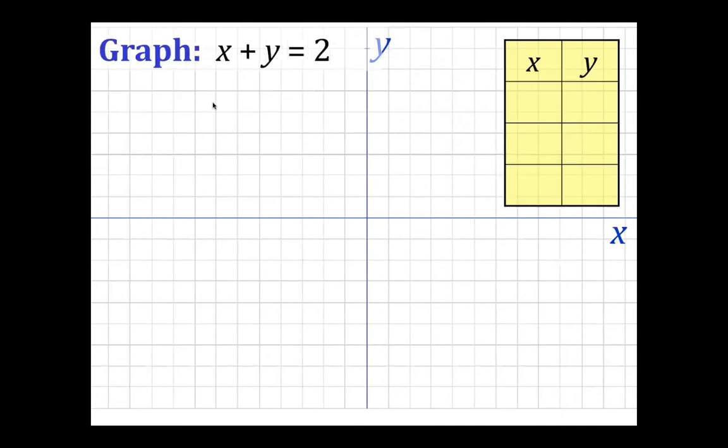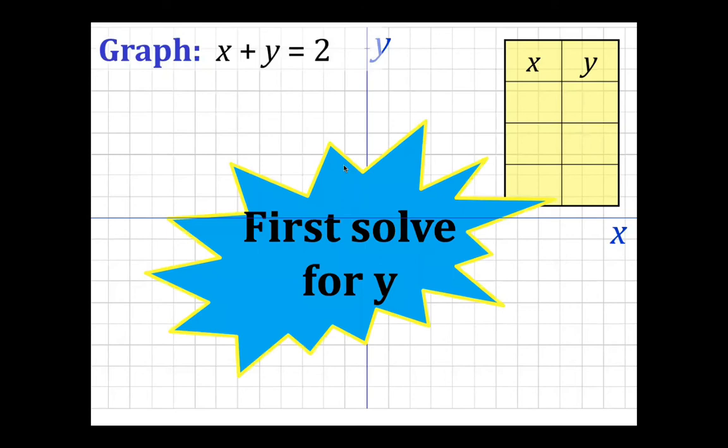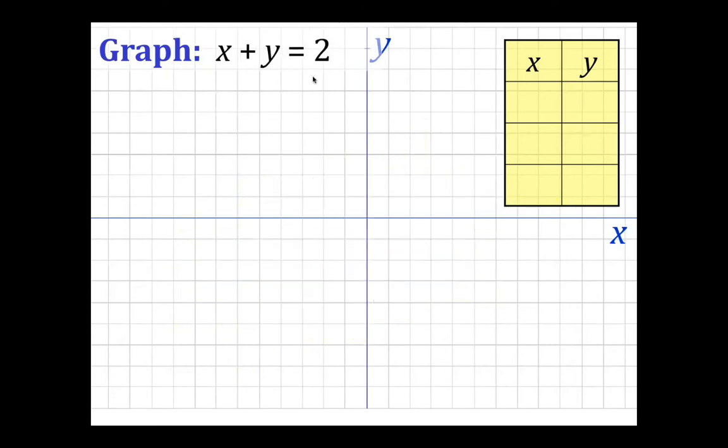Let's do one last example. We have x plus y equals 2. Our equation is not solved for y, so let's first solve our equation for y. In this case, we just have to subtract x from both sides, and you get y equals negative x plus 2.